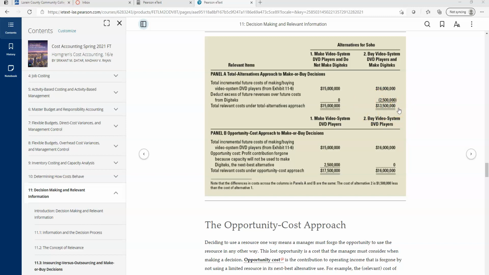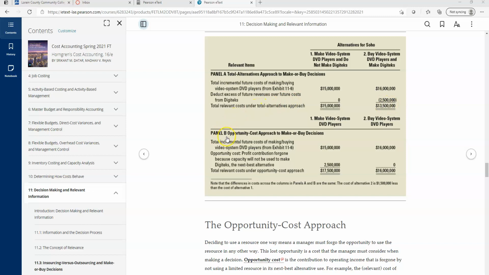So now, do we favor outsourcing? We should, because now that we can outsource, yes, we're spending $1 million more, but in exchange for that $1 million more, we're freeing up capacity and we're gaining $2.5 million of additional operating income. So the net difference there is $1,500,000 between the alternatives. Now I want to favor buying the video system DVD players so I can make the Digitech, so I can get that additional operating income that I would not have had otherwise.